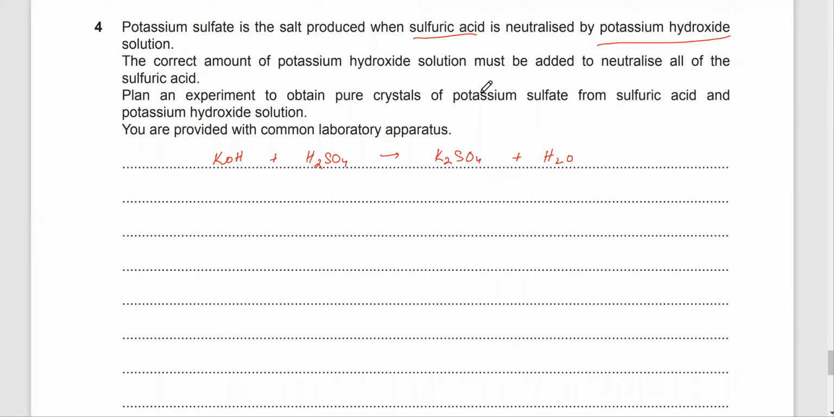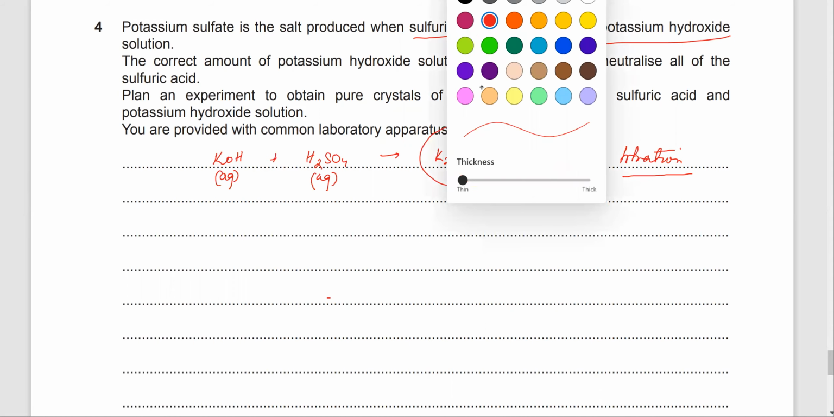Plan an experiment to obtain pure crystals of potassium sulfate. तो ये वो salt preparation का question है. And you are provided and you have to design the experiment. And salt preparation में था कि if you're making a soluble salt, these compounds are soluble, group 1 के. If you're making a soluble salt from a soluble compound, soluble reactant, then the process would be titration. ठीक है, so we can revise titration.